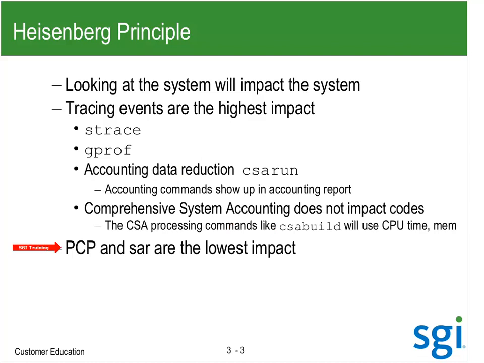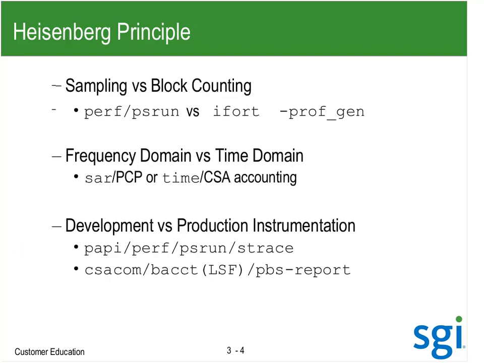PCP and SAR are the lowest impact. In fact, SAR is lower impact than PCP. When I'm looking at data, there are two ways of looking at profiling. One is sampling versus block counting. With sampling, I'm periodically checking to see where the program counter is. With block counting, I'm adding code to my executable. So when I compile it, I can do a -profgen that's going to add code to my executable, which means I'm running more instructions, which means it's going to slow me down.